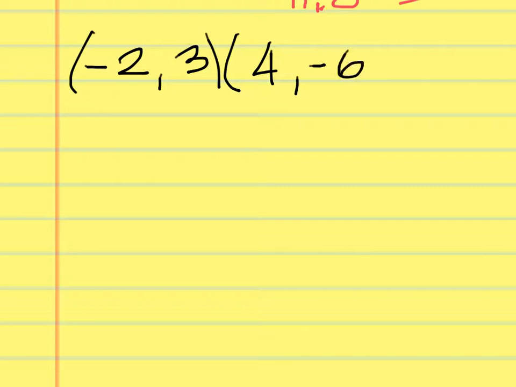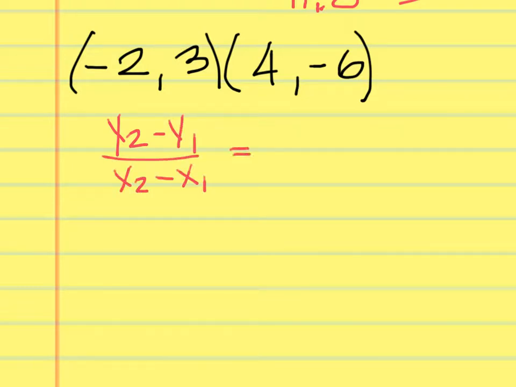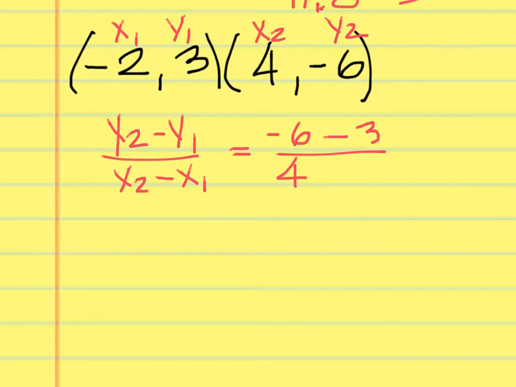Try this practice problem. This is negative 2, 3, 4, negative 6. You're going to have to use this formula, y2 minus y1 over x2 minus x1. Remember, this is x1, y1, x2, y2. So that's going to be negative 6 minus 3 over 4 minus a negative 2. That's a negative 9 over 6.